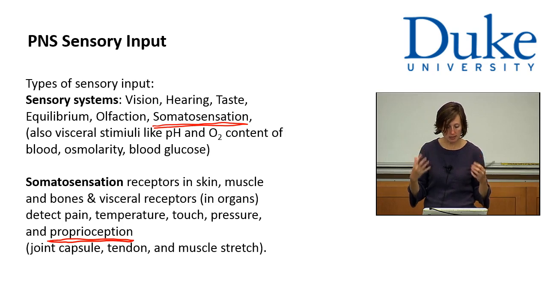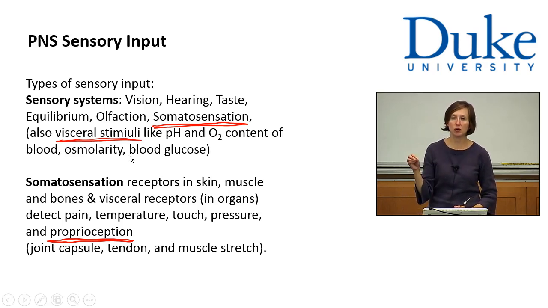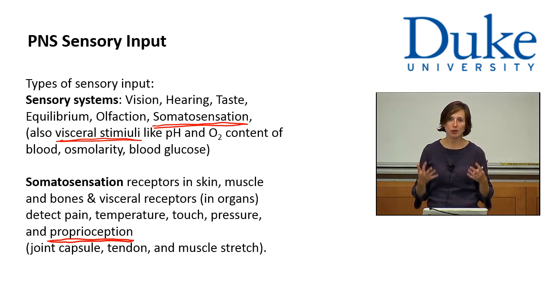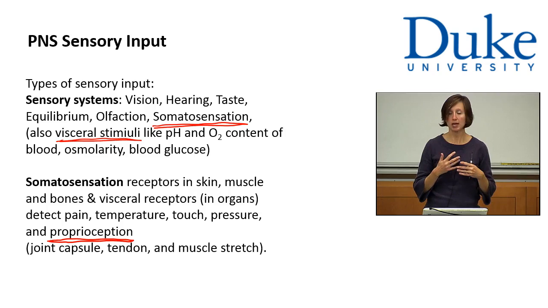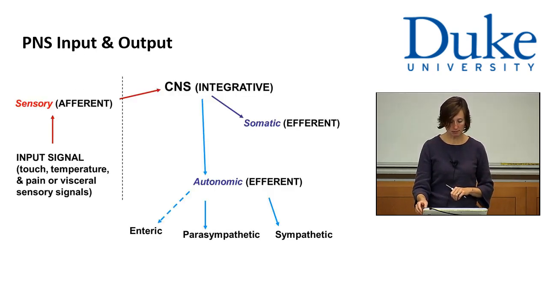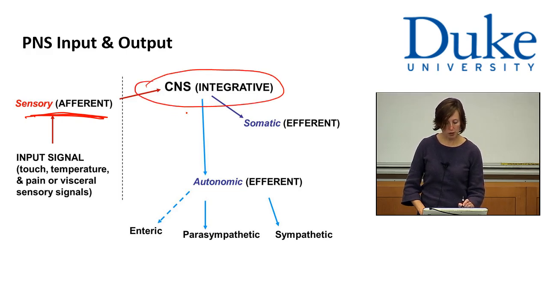Then the other stimuli we should consider, and that we'll be talking about throughout the rest of the course, are visceral stimuli, things that are necessary to maintain proper homeostasis. So knowing the pH of the blood or the oxygen content of the blood, things the nervous system is also going to monitor and respond to. So we've talked about the afferent systems coming in. We'll talk a little more in the future about integration in the central nervous system. But now we're going to move to the efferent branches of the nervous system.